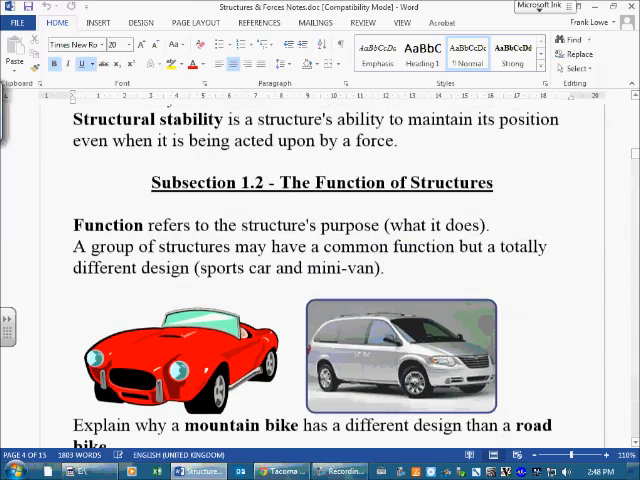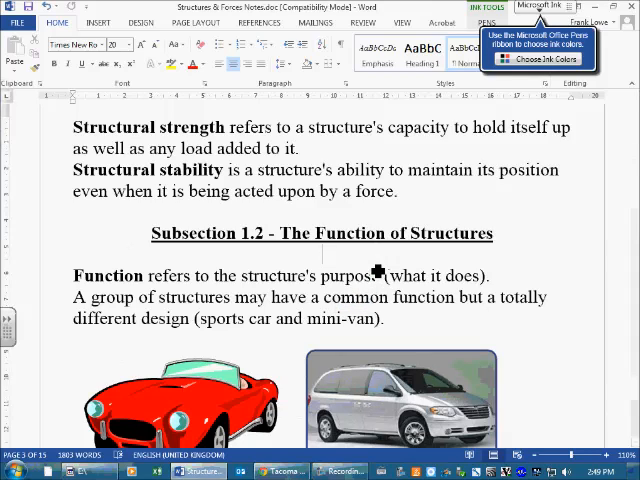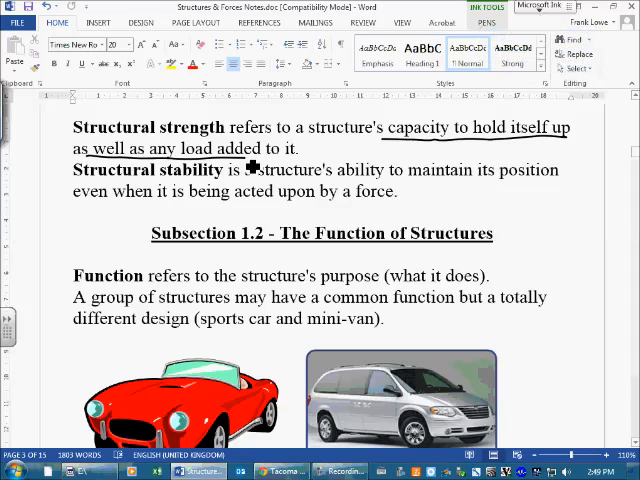Anyways, let's start with structural strength and stability. Strength, I mean, this first one is pretty straightforward. Structural strength means how strong a structure is. So it's a structure's capacity to hold itself up as well as any other load that it might have to support in some way. Okay? So that's structural strength.